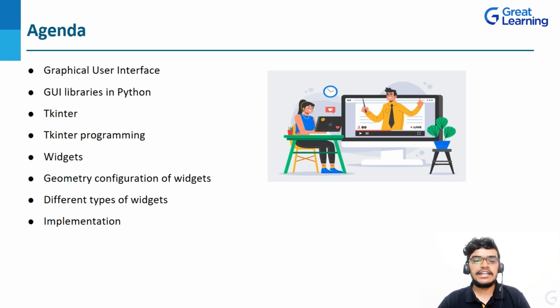Next, we have different types of widgets, such as Label, Checkbutton, message box, Canvas, and many more. And obviously, we will see the implementation of widgets also. So this is the basic outcome for this Python Tkinter course.